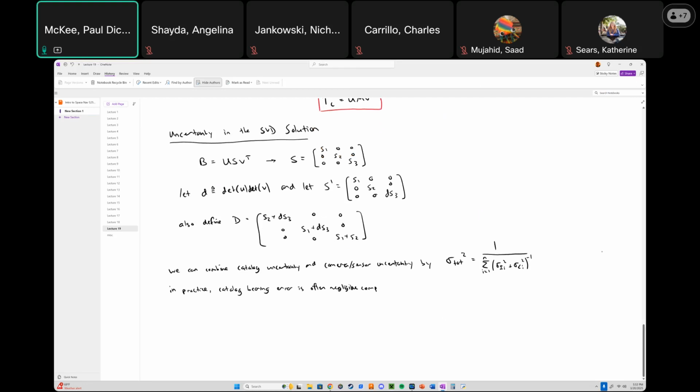Compared to camera bearing error. So we can simplify, and we get that sigma total squared is now just a function of the individual uncertainties of our star. So it's going to look like this: 1 over sigma C1 squared plus all the way up to 1 over sigma Cn squared. Those are all of our camera line of sight direction uncertainties added together like so. So we can build this sigma total.